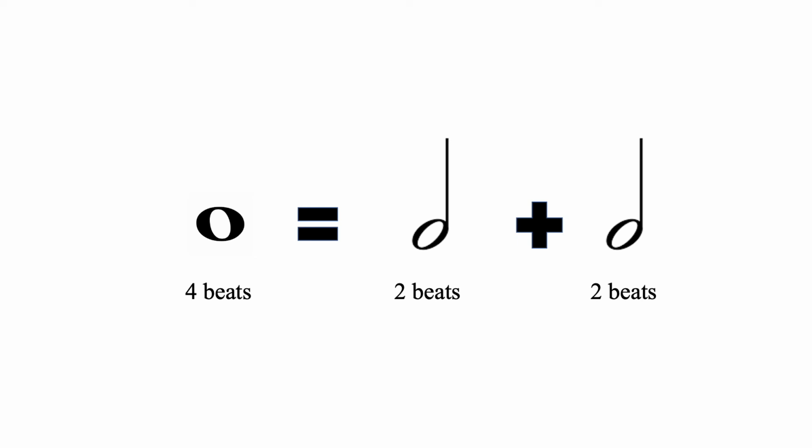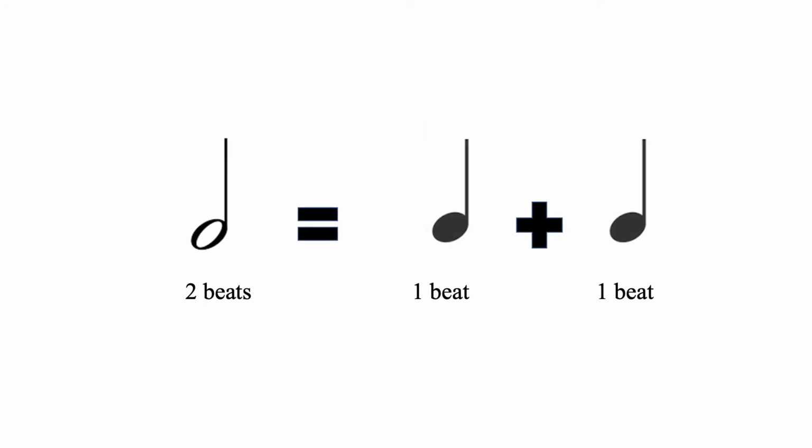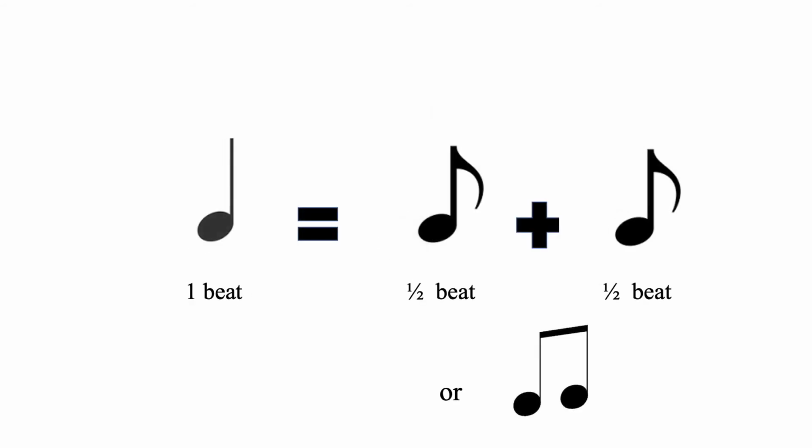Then we take the half note, which is equal to 2 beats, and we can subdivide that into two quarter notes. Each quarter note is equal to 1 beat. Then we can subdivide that quarter note into two smaller eighth notes. Each eighth note is equal to half a beat.